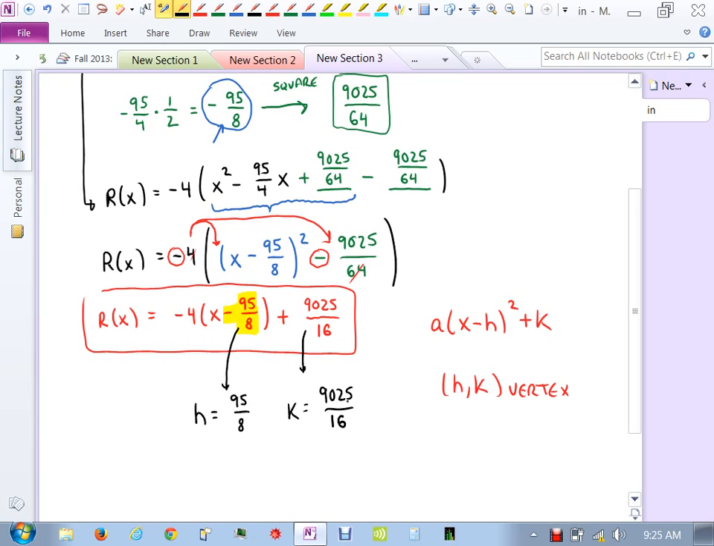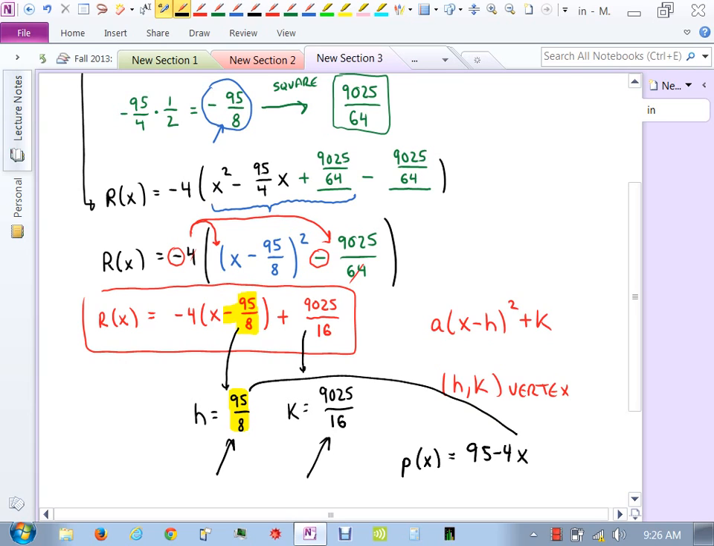I don't recall exactly, but it wants you to find the output that produces the maximum. That would be this. And then it wants to know what the maximum revenue would be. And then it wants to know the price. So you have to go back and plug this x value into the price function. The price function in this problem was 95 minus 4x. So if you plug 95 over 8 into that, then you get your answer. So that's pretty much it. Hopefully that helps. See you later.